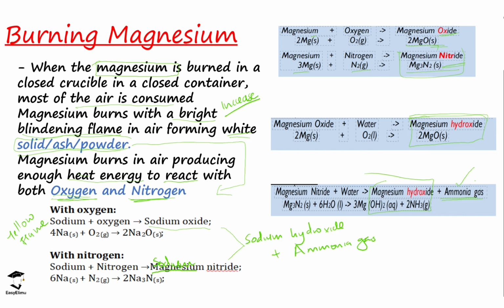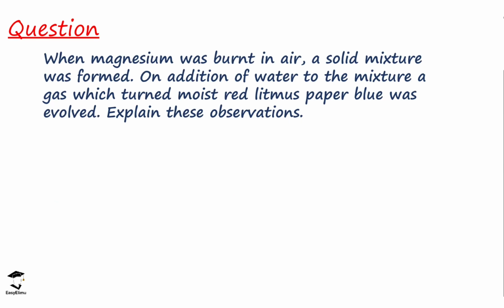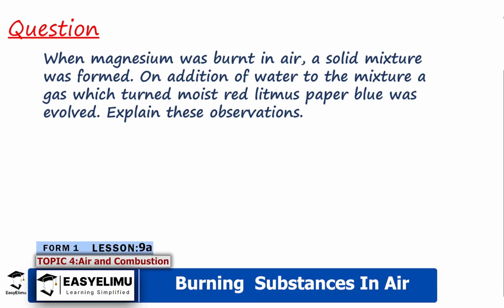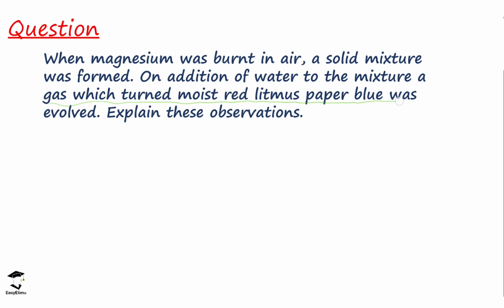So let's look at a few questions so that we can be able to stamp what we have discussed. When magnesium was burnt in air, a solid mixture was formed. On addition of water to the mixture, a gas which turned red moist litmus paper blue was evolved. Explain this observation. We'll break down this question first into different sections.